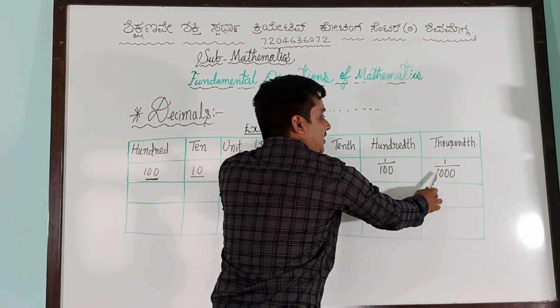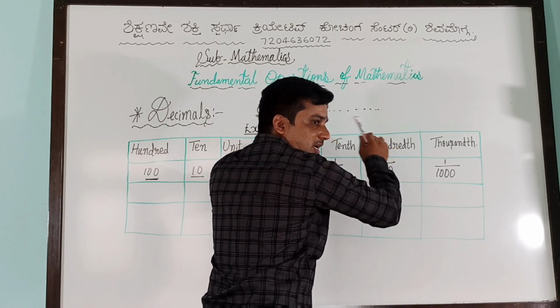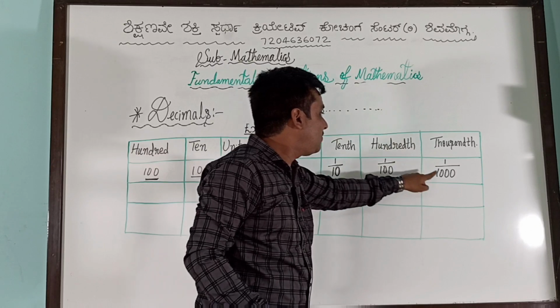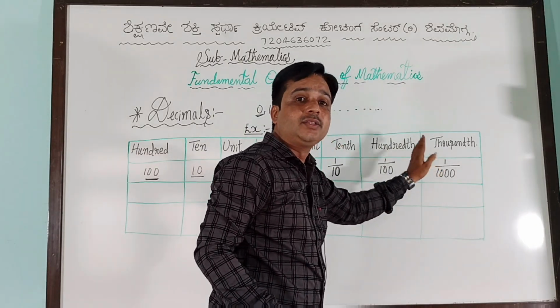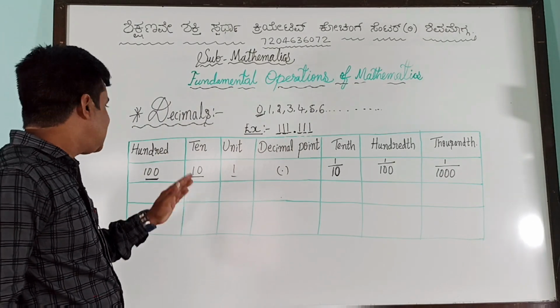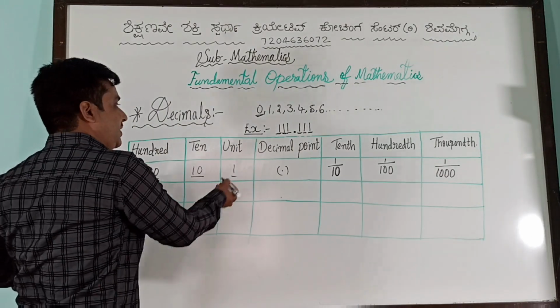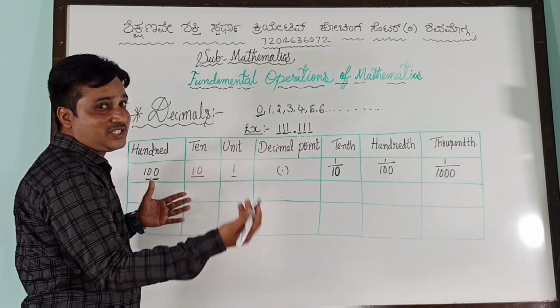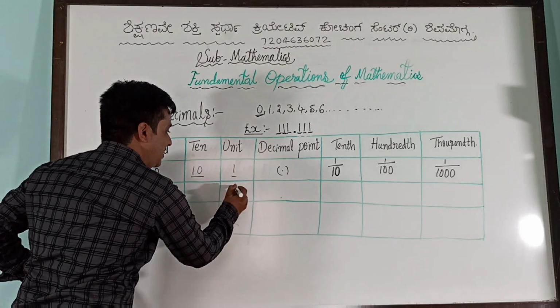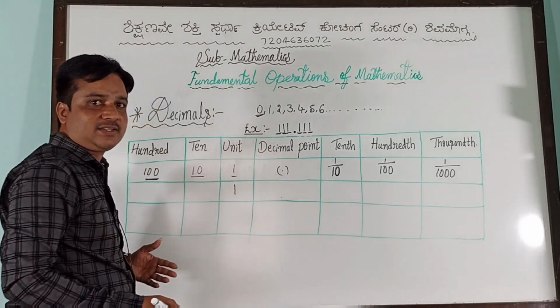So this one we have written as 1 by 1000th. This is in the 1000th place. So here we have written it as 1 by 1000th. What is the place value of these numbers? Let's see here. Unit place, 1 is there. 1 ones are 1. So the unit place doesn't get any changes. The place value of 1 is 1 always.